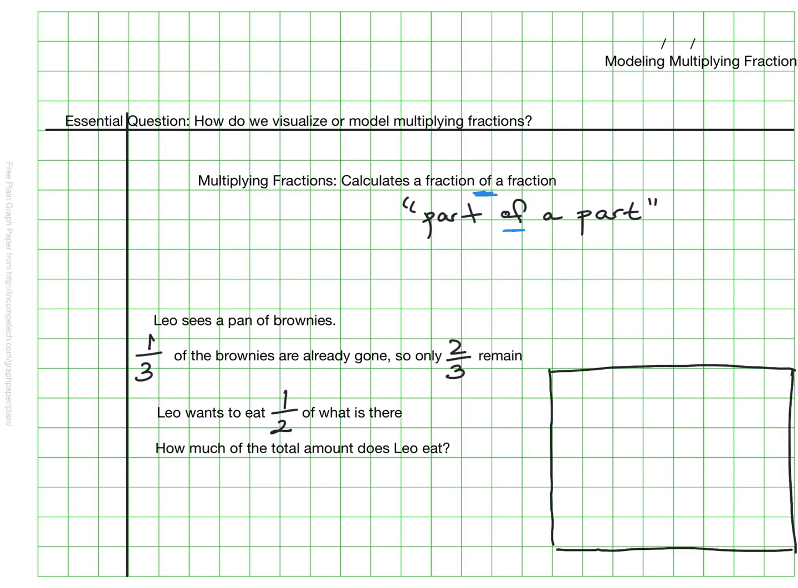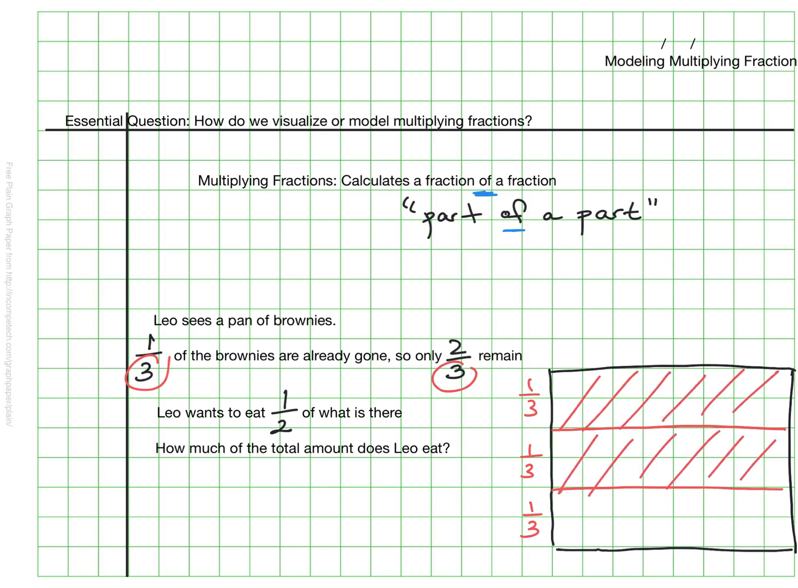We'll start with our pan of brownies, and the first thing I'm going to do is cut it into thirds because someone took 1/3 of the brownies. So I'm going to go ahead and horizontally cut this into 3 equal sections, right? This is 1/3, 1/3, and 1/3. But right now, there's only brownies in these 2/3, right? Somebody took one of the thirds. So that right there is 2/3.